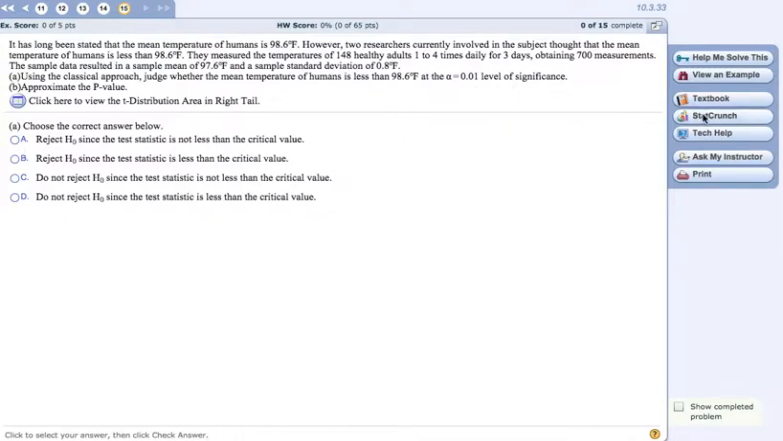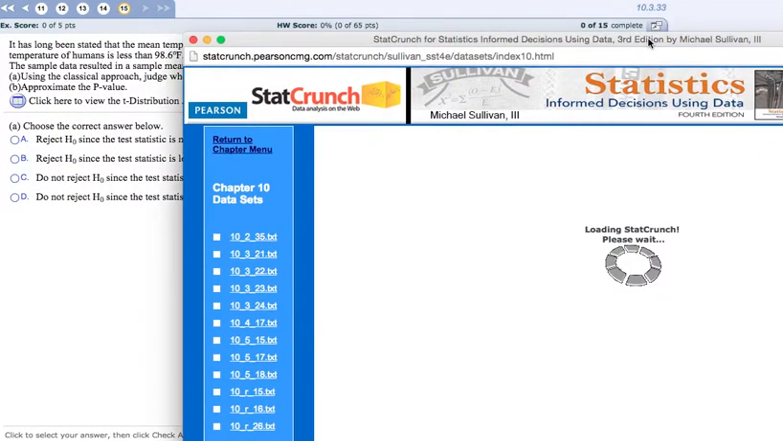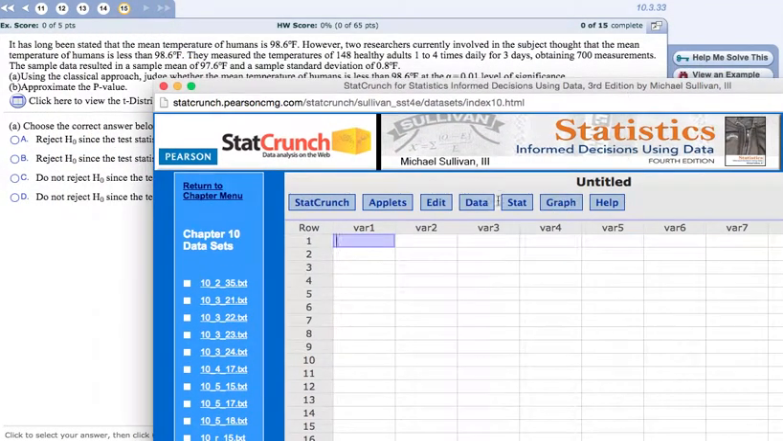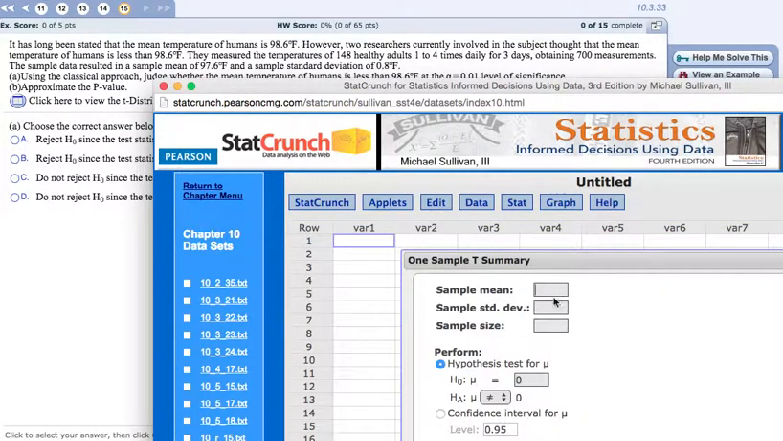So we go into StatCrunch, and then we're going to go into Stat, T Stat, and it's a one sample with summary data, and then we've got the sample mean is 97.6, and then 0.8 for the sample standard deviation, and then 700.